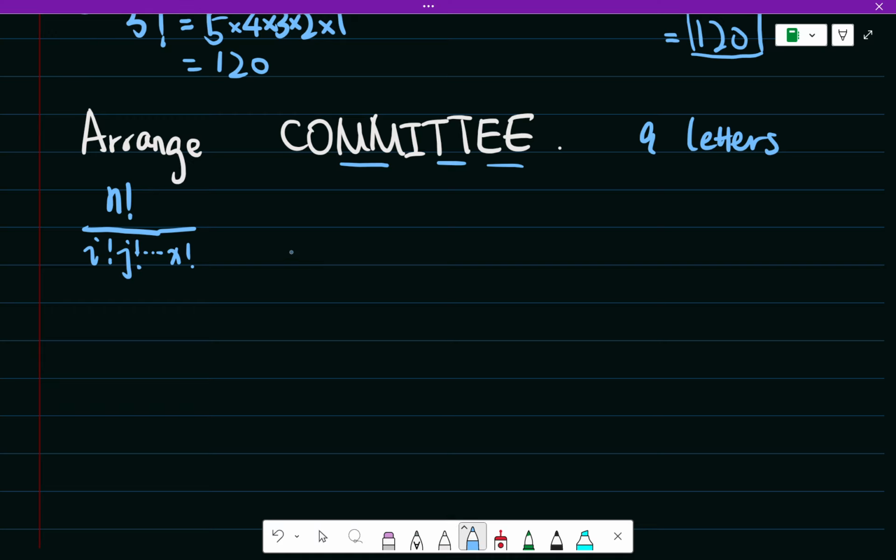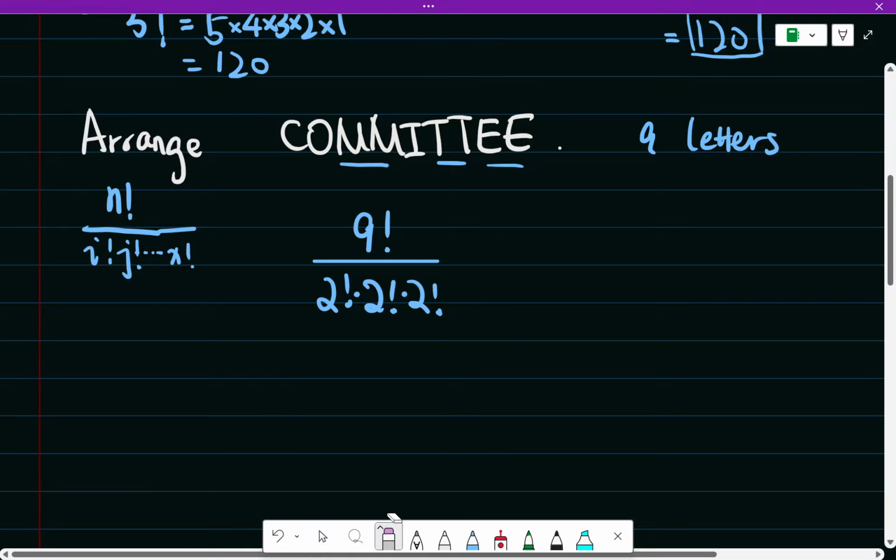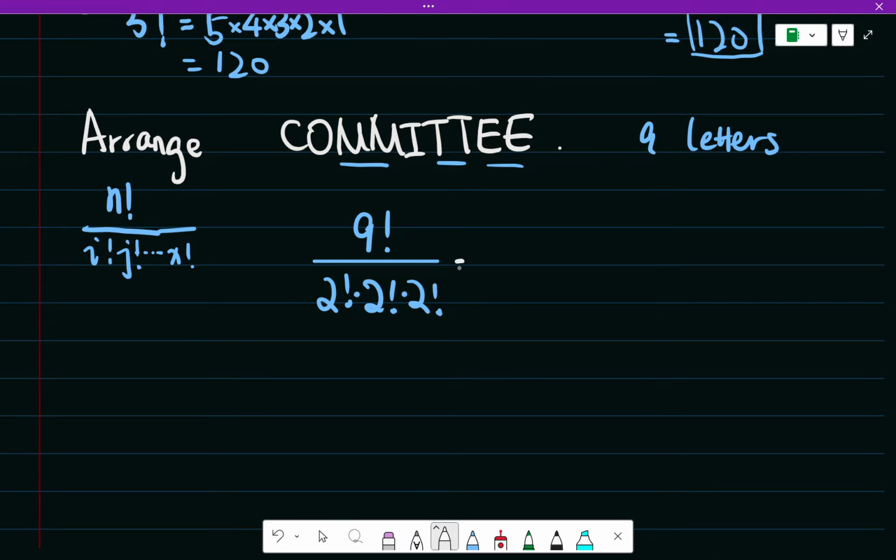So how do we find the number of ways? It would be 9 letters, so we do 9 factorial, but then we divide by 2 factorial for the 2 M's to reduce the overcounting of these 2 M's. 2 T's, so 2 factorial again, and 2 E's, 2 factorial again. So by doing this, we can reduce the overcounting problem by a division. So this would be the expression that we could use to express the answer.